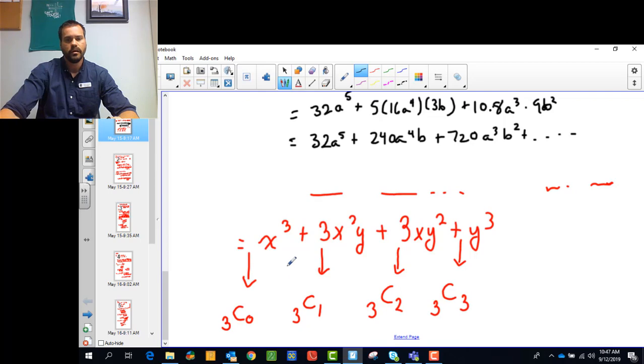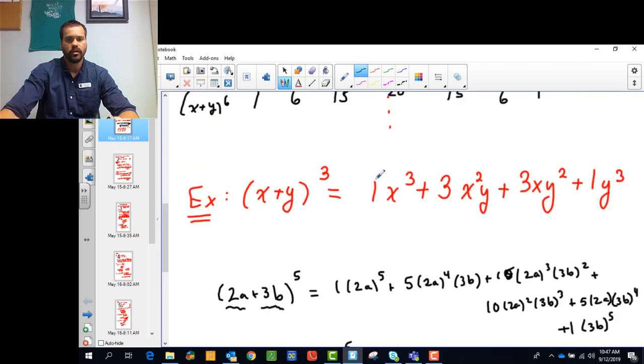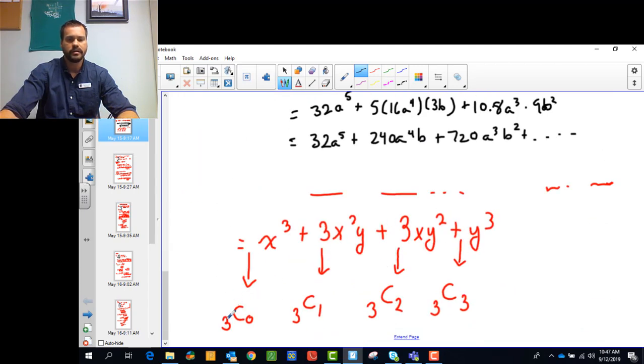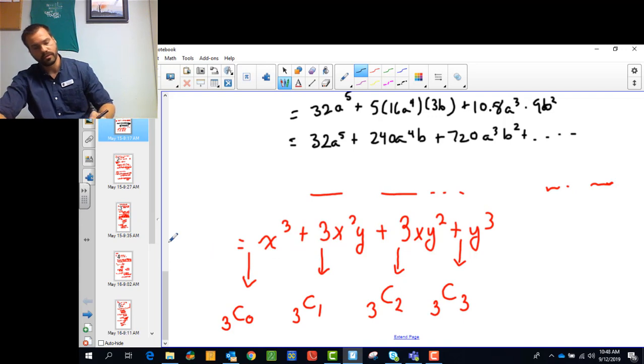So I just want to show you something. When we do x plus y cubed, we know it's 1, 3, 3, 1 for Pascal's triangle. But what you'll recognize is that those are the values for 3 choose 0, 3 choose 1, 3 choose 2, and 3 choose 3. Okay? So you can use combinations to find any term coefficient, saying the n in the combination is the initial power. So again, if we just write out x plus y cubed, okay, this becomes our n down here.